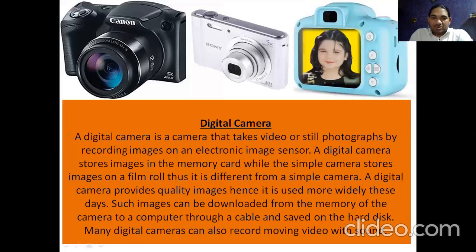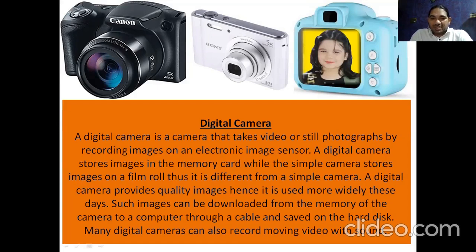Digital camera. Now three varieties of cameras are there on your screen. Canon is there, Sony is there. All these three cameras are the latest ones. Even nowadays a mobile phone has got good camera picture quality. The pixels nowadays you must have seen, 48 megapixel, 60 megapixel, so better than a normal camera. But a digital camera has some special features.